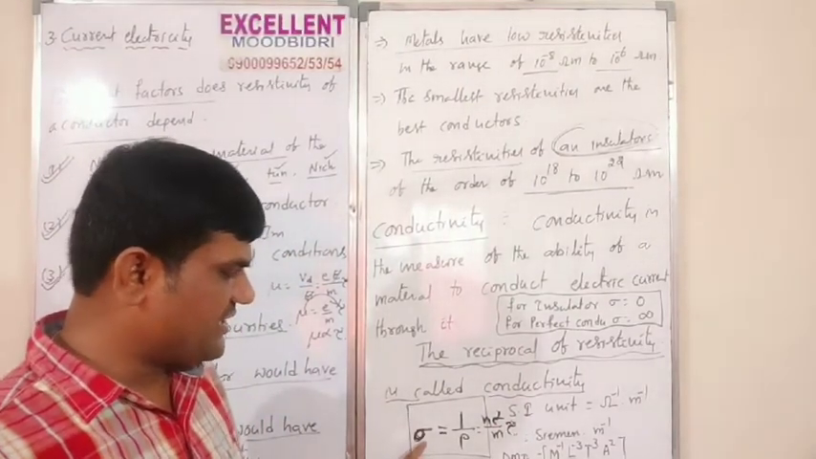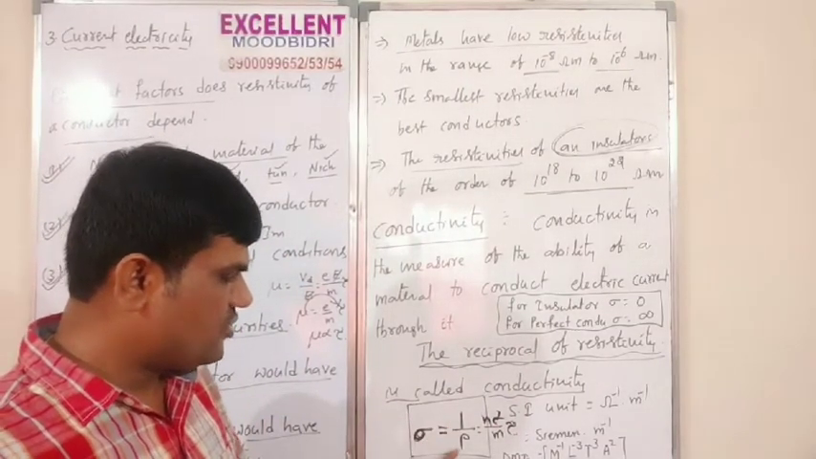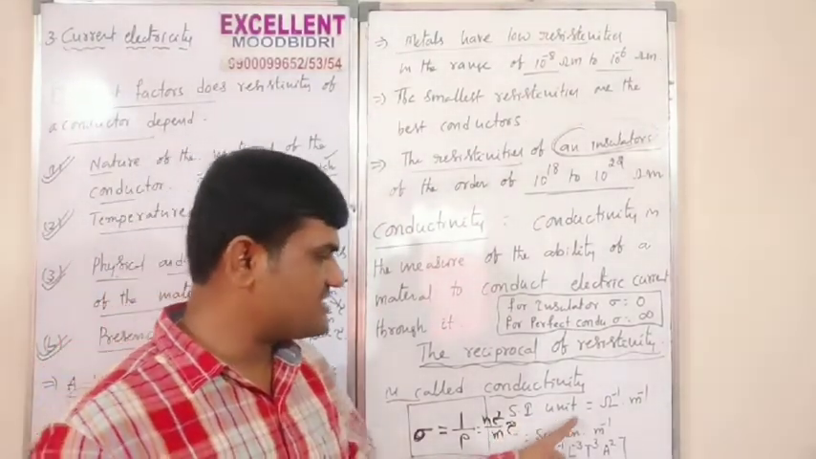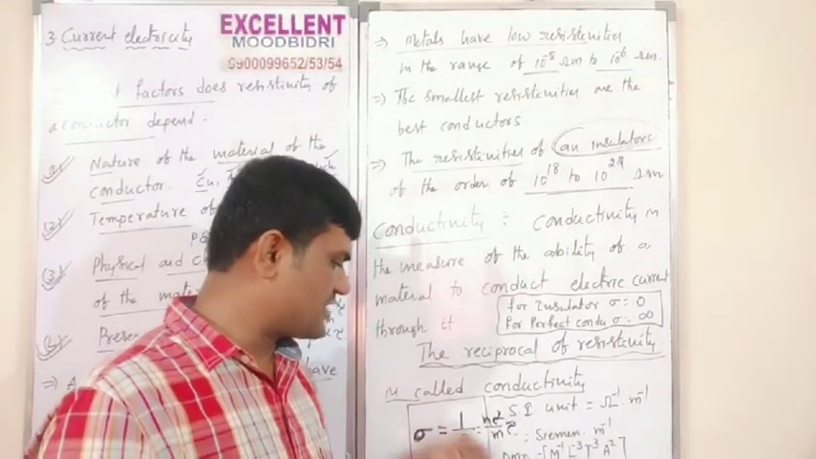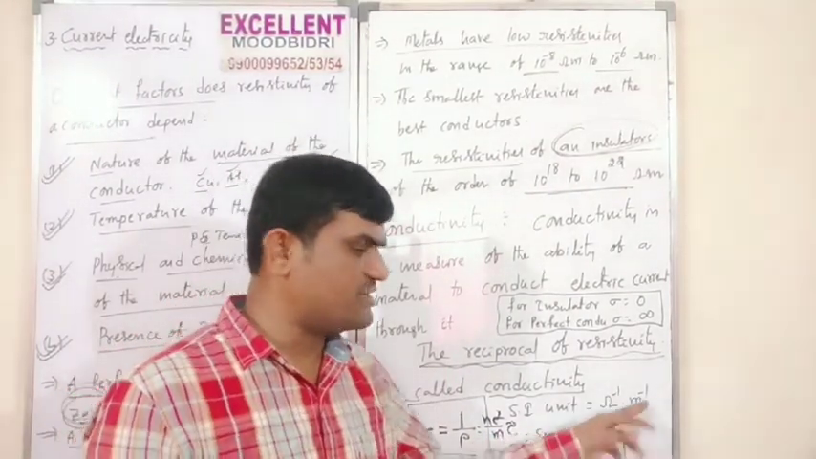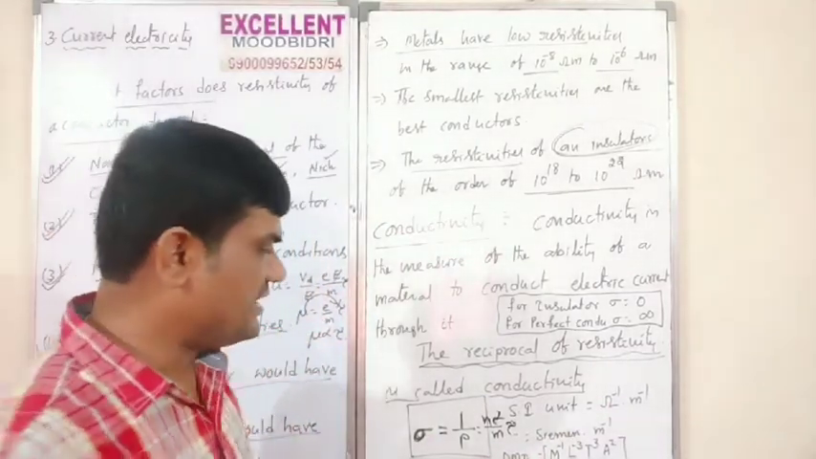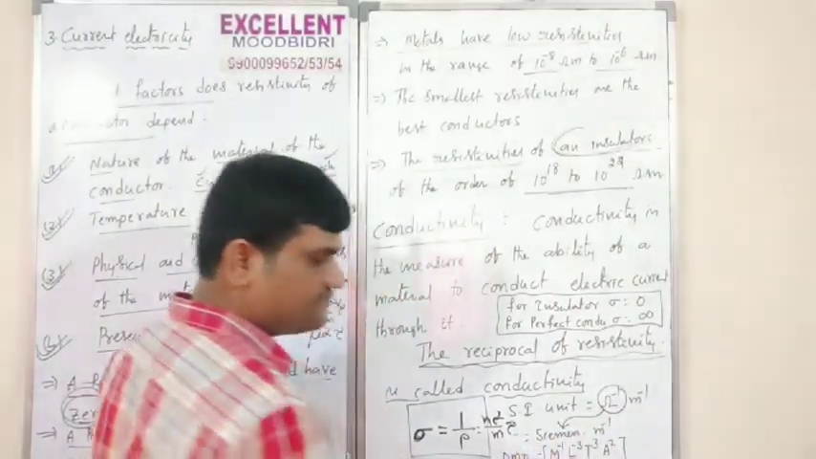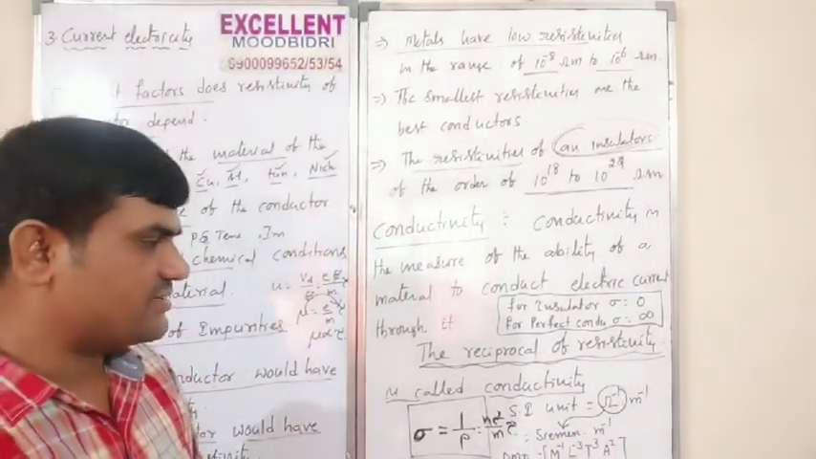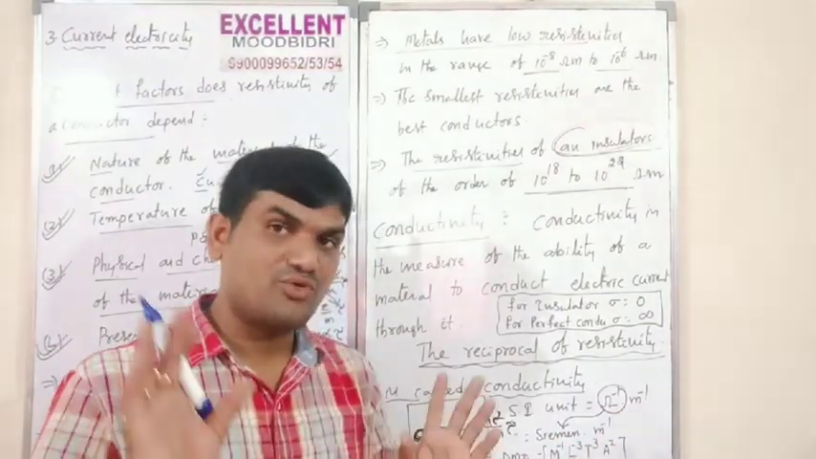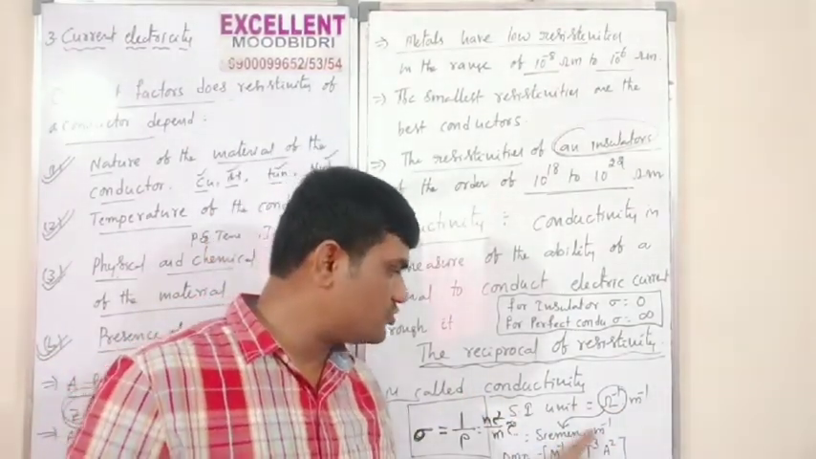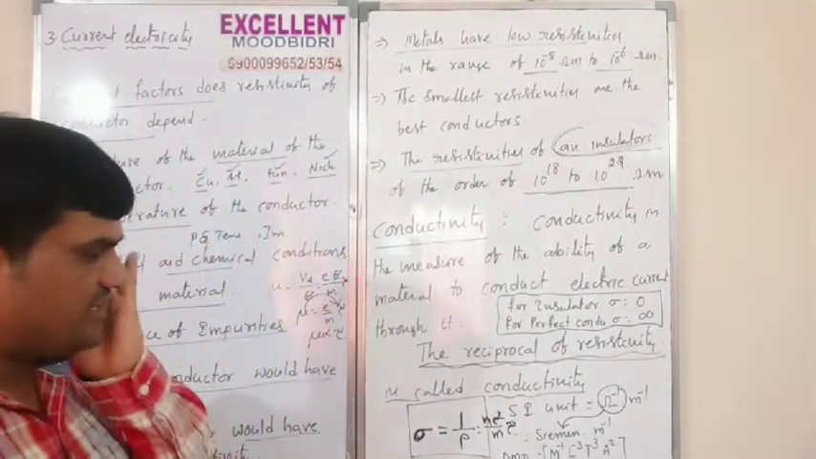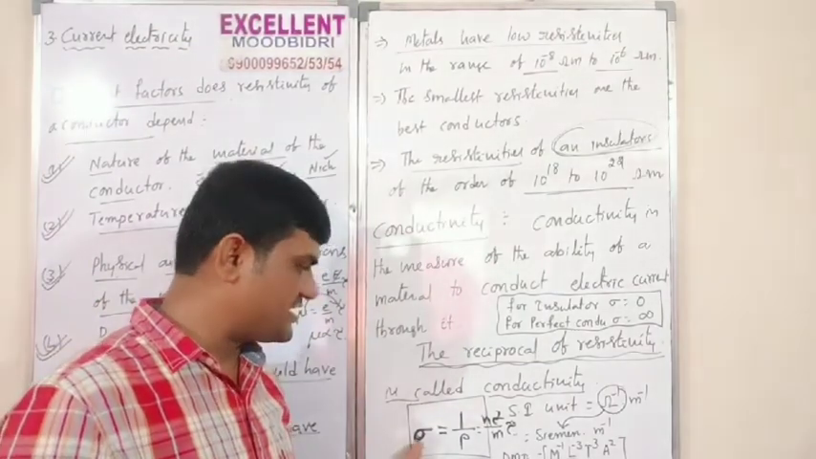Then the SI unit of conductivity, sigma, is 1 by ohm into meter. Converting to the numerator, it becomes ohm inverse meter inverse. Ohm inverse is nothing but a Siemens. One more SI unit: Siemens into meter inverse, Siemens per meter, is the SI unit of conductivity.